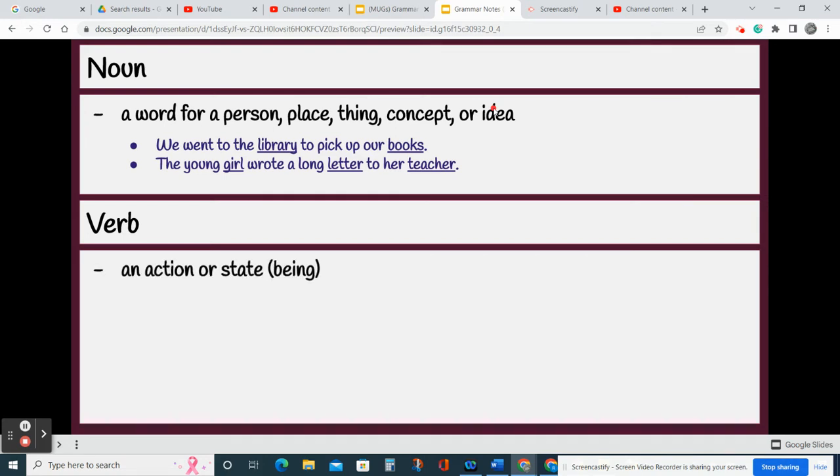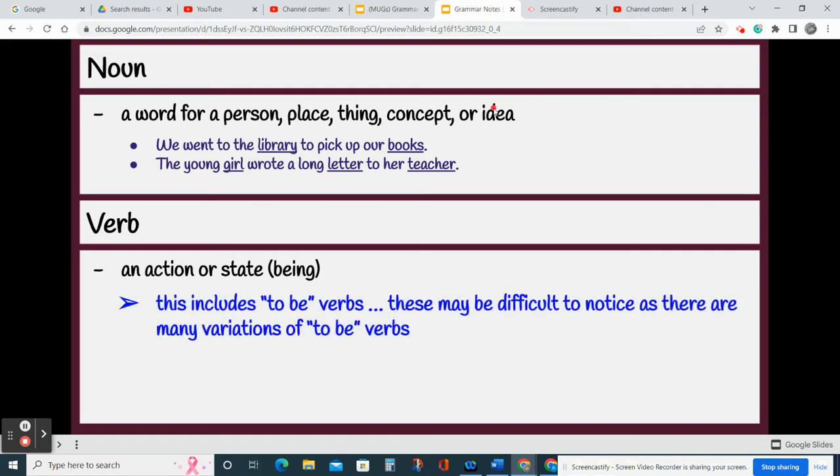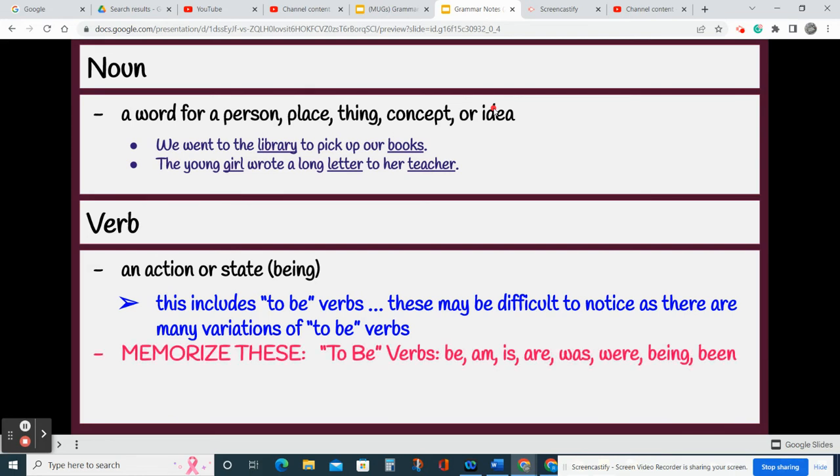A verb is an action or state. Remember, the fact that you exist is also something that you do. So, this includes your to be verbs. These might be a little difficult to notice as there are many variations of the to be verbs. So, here are 8 that I need you to memorize. You need to know that be, am, is, are, was, were, being, and been are to be verbs.